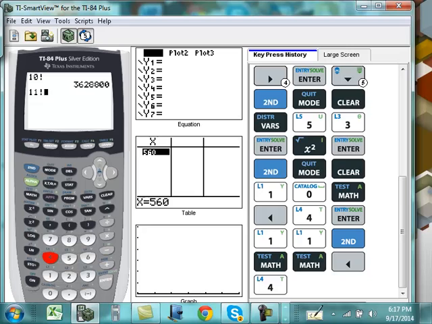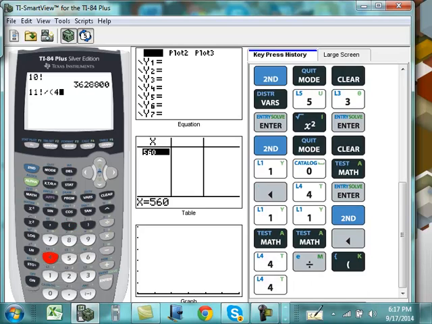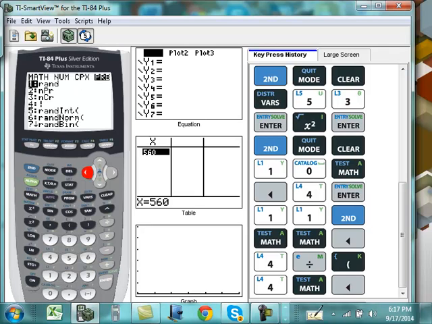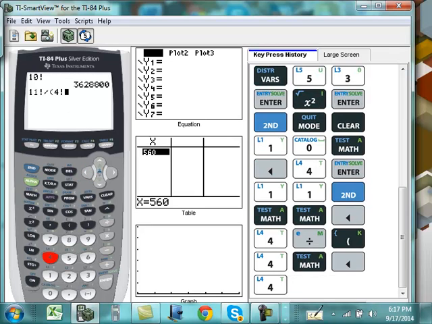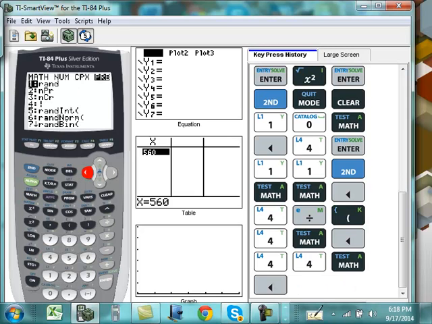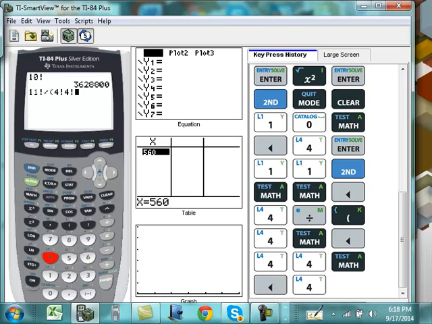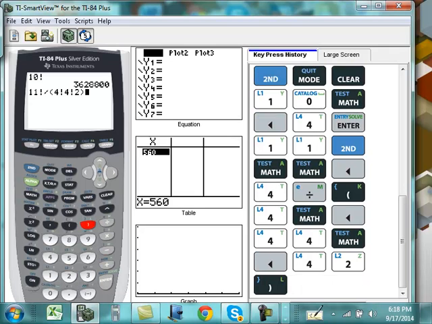So there's 11 factorial. Divide that by, and in parentheses, you're going to do 4 factorial times 4. And you don't need to put a times sign there, because when you put the 4 after the factorial symbol, the calculator automatically knows that it's multiplication. So 4 factorial, again, and then 2 factorial, which is 2, by the way. And there was your answer there.